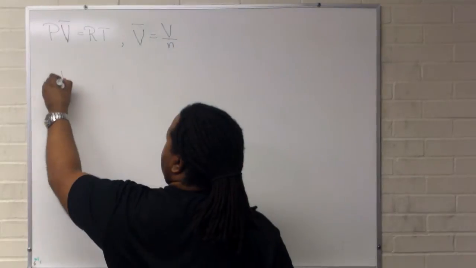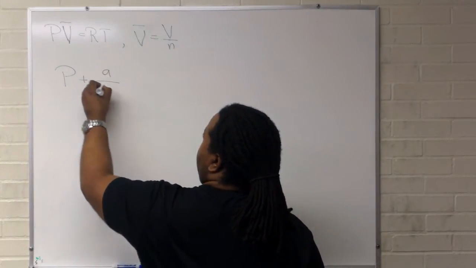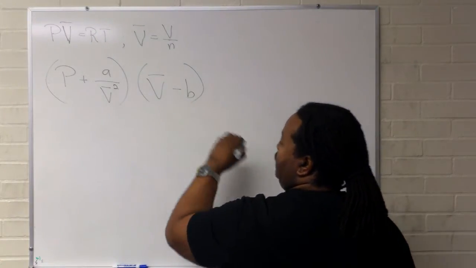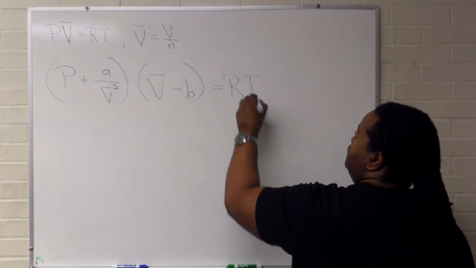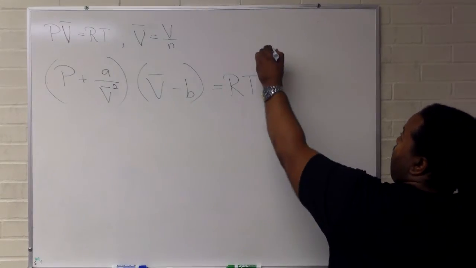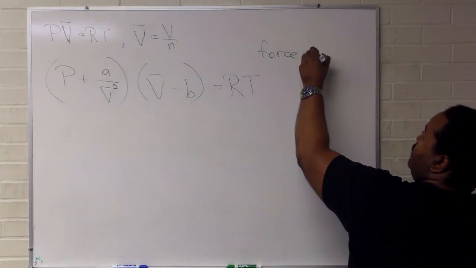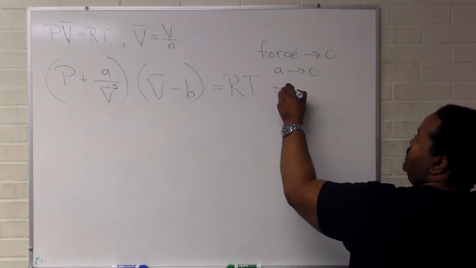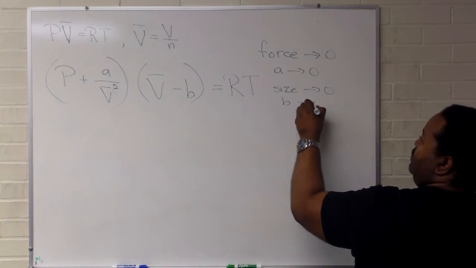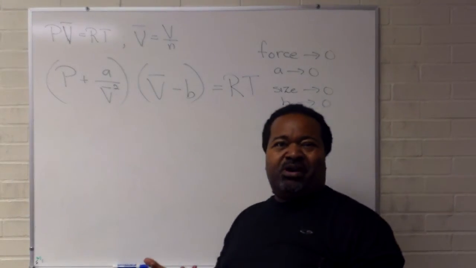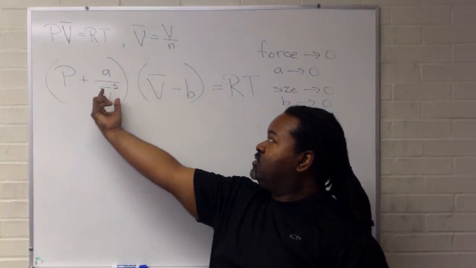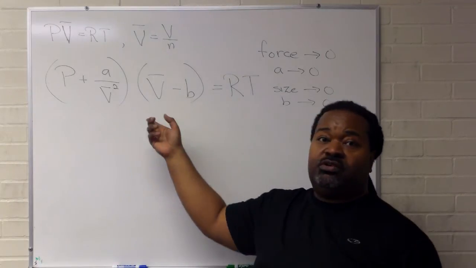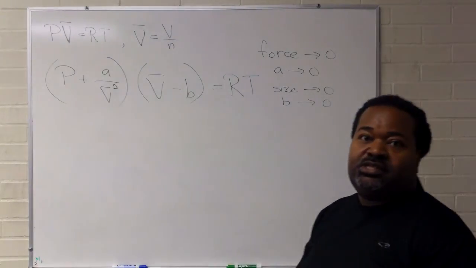And if we consider the van der Waals equation, where we have the appropriate modification on pressure and the corresponding one for volume, this is equal to RT. It's important to note that as the force goes to zero, so will the van der Waals A, and that as particle size goes to zero, so will the van der Waals B. And so if we borrow language from the calculus, we can recognize that as A goes to zero, this term becomes just P, and as B goes to zero, this term becomes just the molar volume. And so we're right back to PV equals RT.